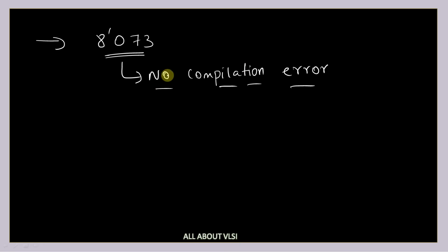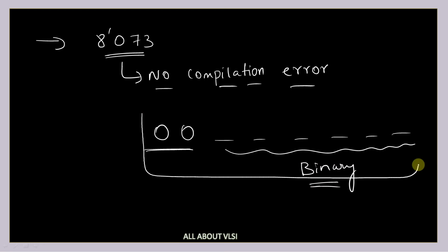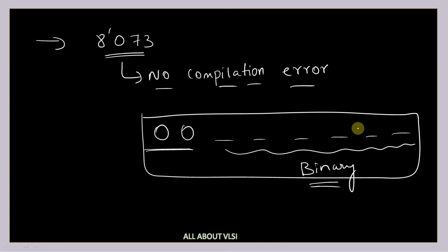Let's see. What it is going to do is allocate the 6 bits which it needs in the binary format, and append 2 zeros in the MSB. Whatever the value 73 is, it is going to be converted to binary, and it is going to append 2 zeros so that it makes the size 8 bits. This is what happens when you write a size more than what is required. Then it is going to append that many zeros.